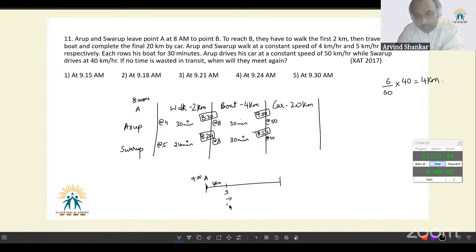He is charging ahead at the rate of 40 kilometers per hour, while Arup is charging ahead at the rate of 50 kilometers per hour. The gap between them is 4 kilometers. In how much time will Arup catch up to Swaroop? It will be 4 divided by 10. The relative speed is 10, since both of them are moving in the same direction. So he will do it in 2/5 of an hour, which is as good as 24 minutes. So after 9 o'clock, it would take them 24 minutes to meet again.